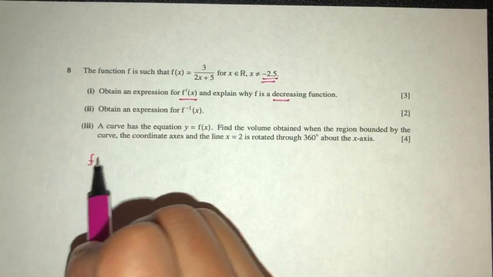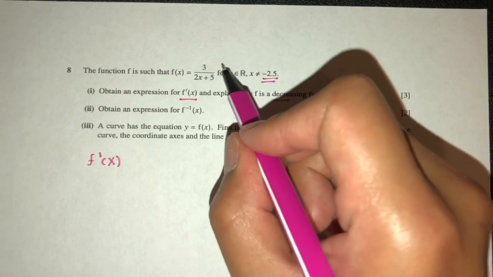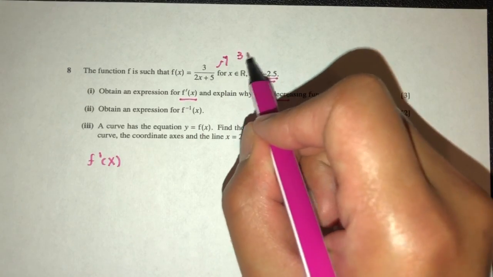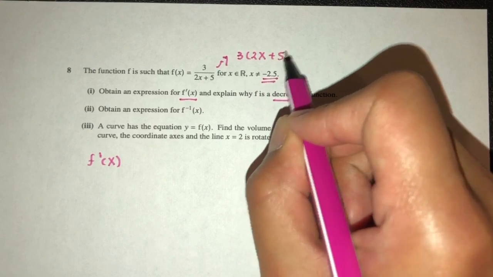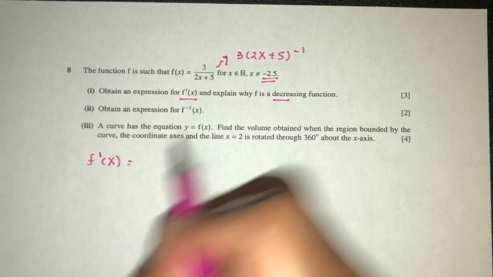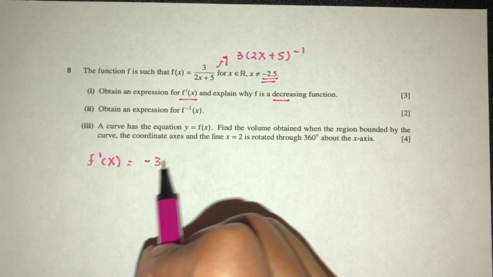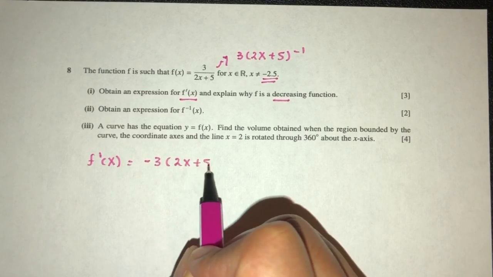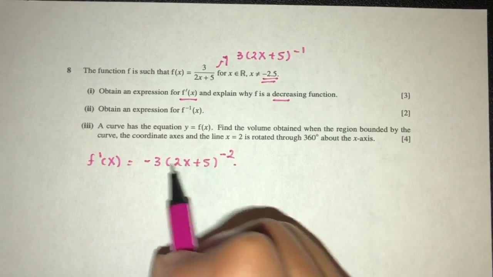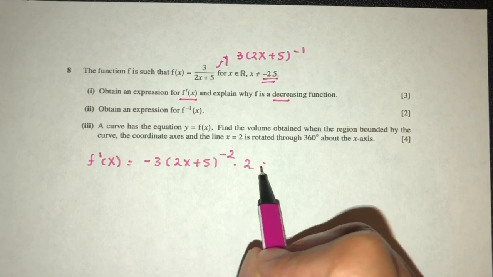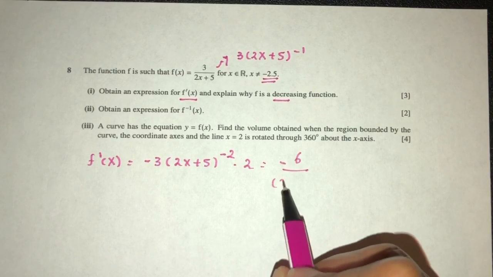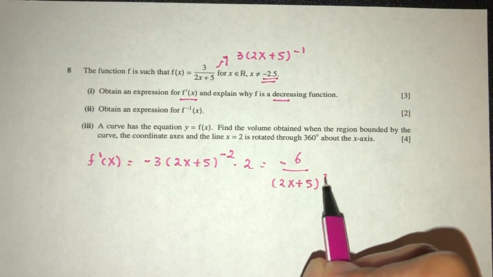Pretty easy, f prime is simply differentiating that value. Now we can rewrite this as 3 times (2x plus 5) to the power minus 1. First, multiply by the power, that should be minus 3, (2x plus 5) to the power minus 2, multiplied by the derivative of the inside, that should be 2. So you have minus 6 over (2x plus 5) squared.